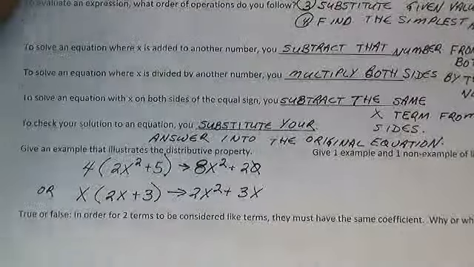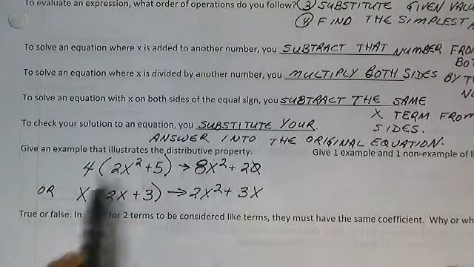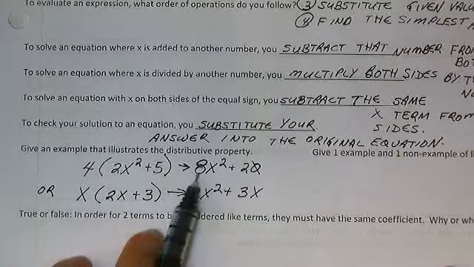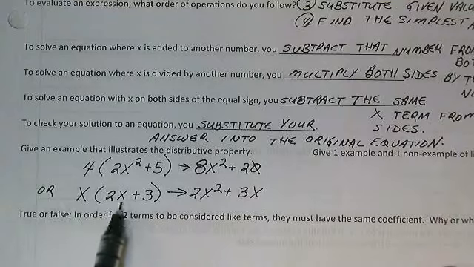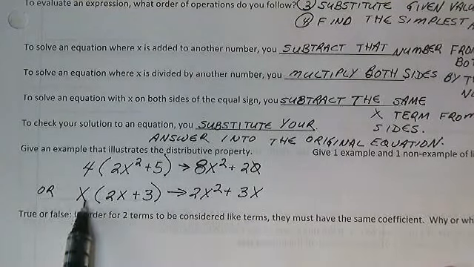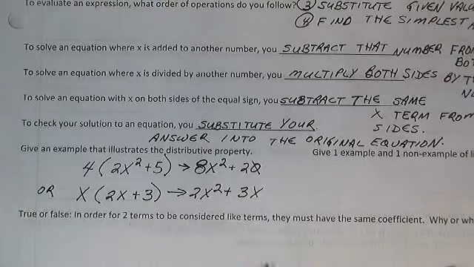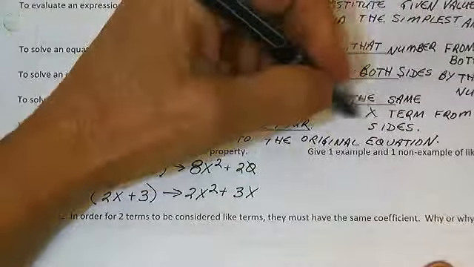Okay, here we have an example that illustrates the distributive property. 4 times 2x squared plus 5. Here would be your answer. Another example, x times 2x plus 3. The x distributes to each term. An example and a non-example of like terms.